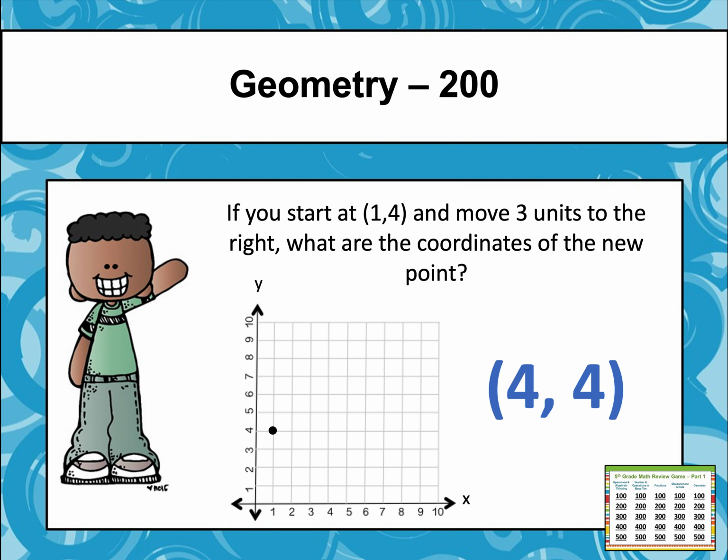If it's correct, then you move back to the game board and you assign 200 points to whatever team it was. If it was incorrect, then I usually would call on another team and give them the opportunity to answer the question. Okay, so here's the answer.